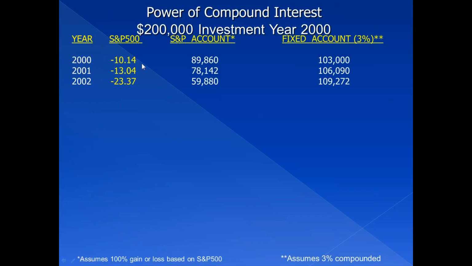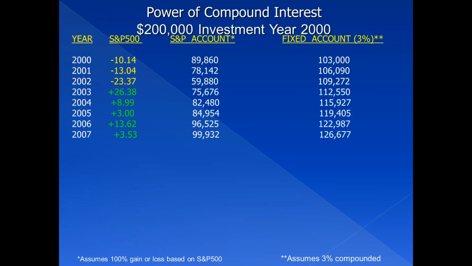During the first 3 years, the S&P dropped hard. In 2002, it lost 23% of its value, and that original $100,000 investment is now down to $59,000. This is kind of like the tortoise and the hare. At 3% compounded, the account value is $109,000. When the stock market takes a drop like this, what has to happen to recoup your losses? You need some good years of market growth, and that is exactly what we had. Look at 03 here. The S&P jumped up over 26%, 8%, 3%, 13.3%, and it worked. By the year 2007, that S&P account was almost back to the original 100,000, but over here at 3%, it's 126,000.